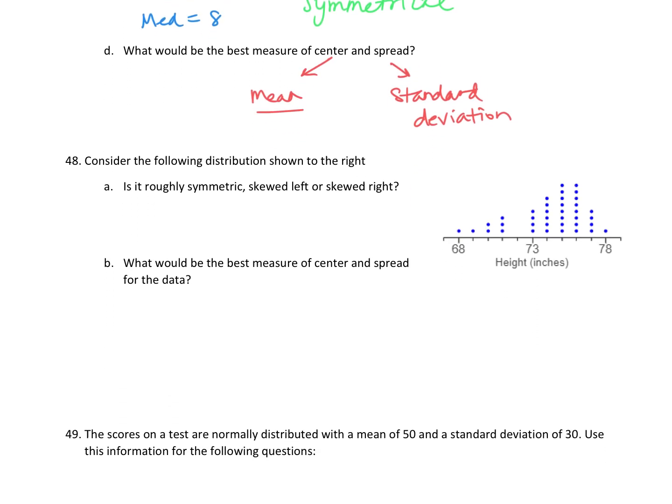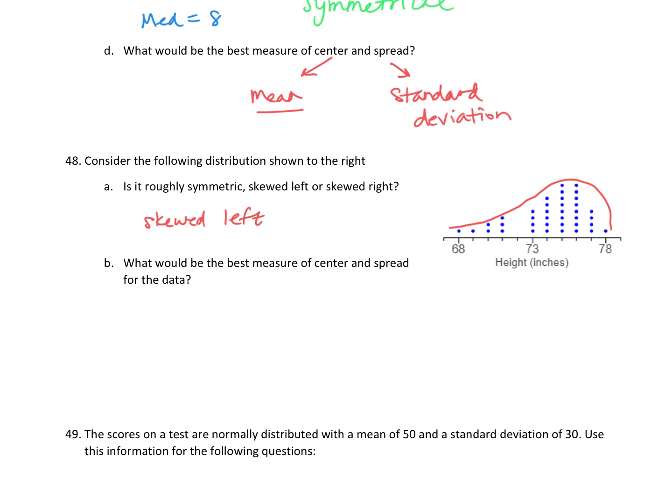Okay, number 48. Consider the following distribution shown to the right. Is it roughly symmetric, skewed left, or skewed right? So if we look at this, we can say, oh, we have all this data here, but then this tail over on the left side. So that data is skewed left. So what can we say about this data?